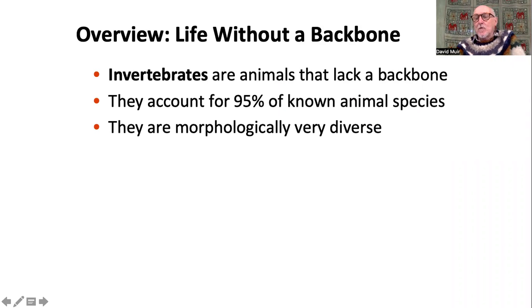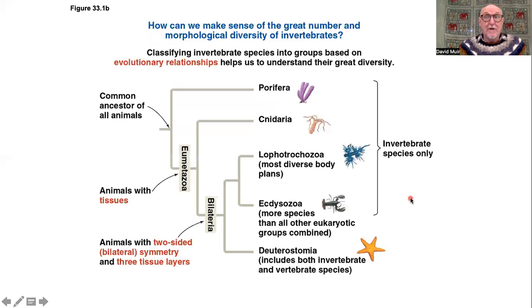Definitions. Of course, invertebrates are animals which lack a backbone. Now, that backbone does not have to be actually made of bone itself. There are vertebrates who have a backbone which is made of cartilage. But the invertebrates are those which entirely lack a backbone. And they account for a huge proportion of the animal kingdom. 95% or more of the animal kingdom are actually invertebrates.